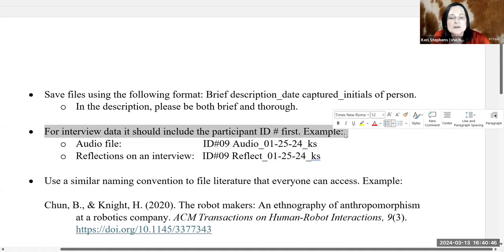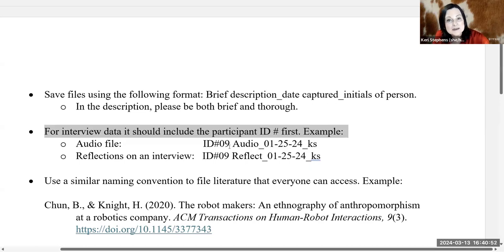We do a lot of interview data and reflections on our interviews on my teams. And so I always have people put the ID number of the participant, the type of file it is, the date they collected it, and their initials. Then we can always find what we're looking for.